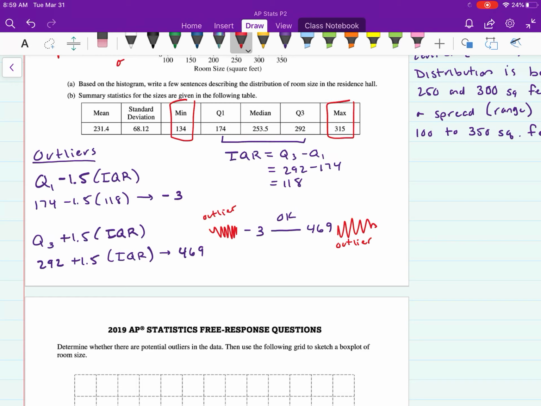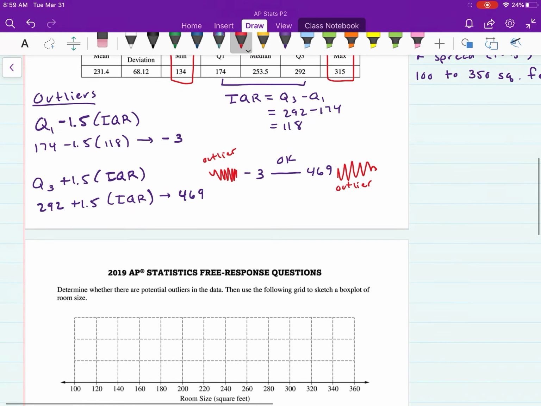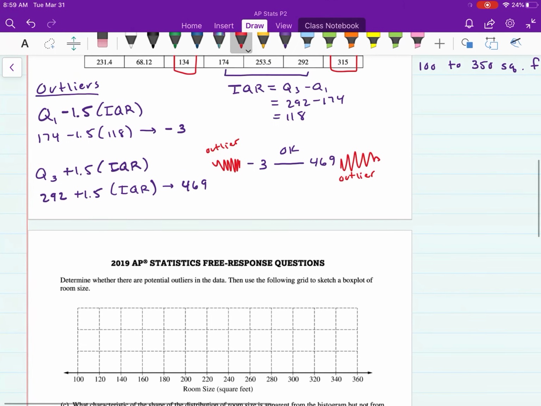And looking at our data from the minimum to the maximum, the minimum is 134, so we don't have any data that's lower than -3. And since the maximum is 315, we don't have any data that's an outlier on the high end because it can go all the way up to 469. So there are no outliers. And I'll write that down.